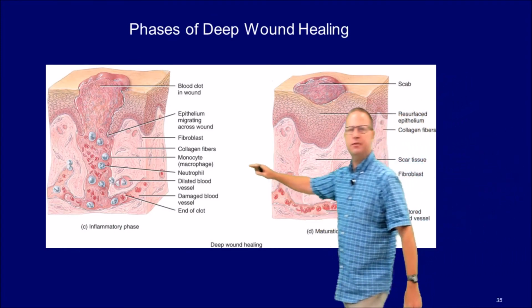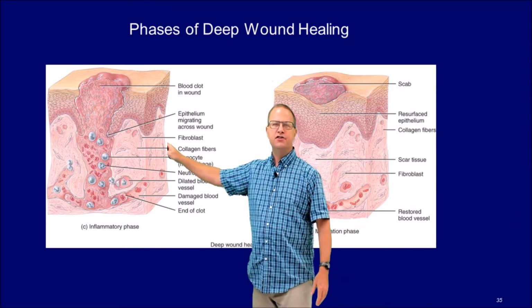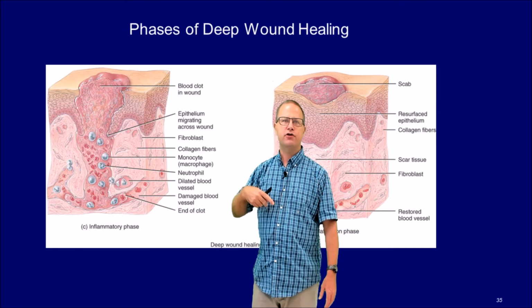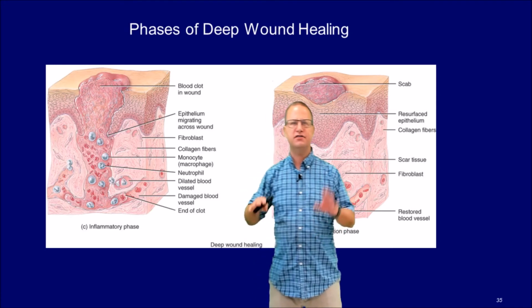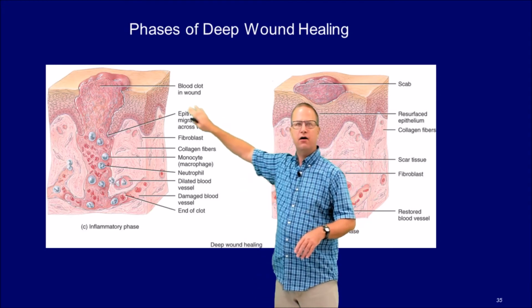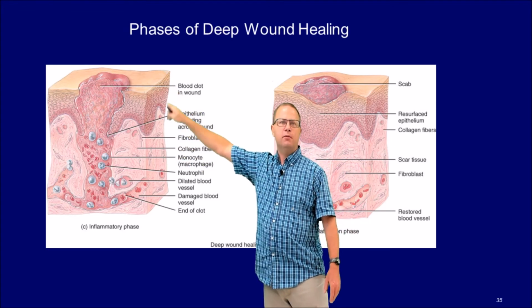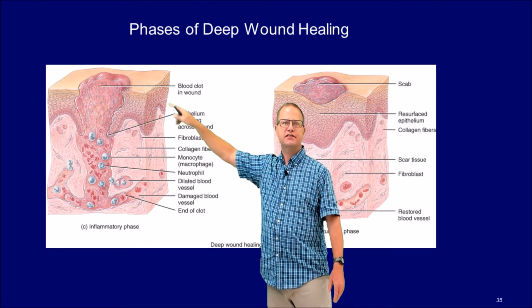So let's start down here at the beginning. We have the inflammatory phase. So you've stepped on, let's say, I don't know, a nail or something like that, and it's punctured all the way down to your dermis. And what you can see here is that we have lots of white blood cells that are invading that area. We have lots of red blood cells as well, and we're also beginning to form a scab on top, or a blood clot in there to stop the bleeding.